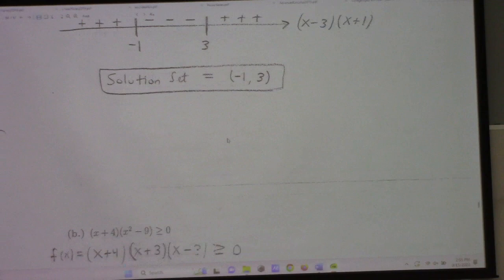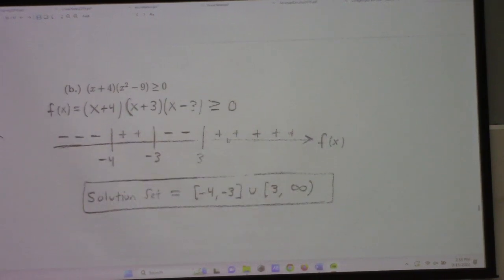So here's one. To do the number line method, you have to understand how to factor this. So I factored it. Oh, let me correct my answers. So this is minus 4, minus 3, and 3. I plug in points in each region, and then I can answer the question. See, greater than 0, I'm looking for pluses, which gives me minus 4 to minus 3, and 3 to infinity, like that.